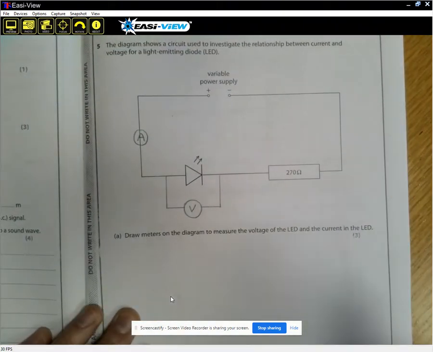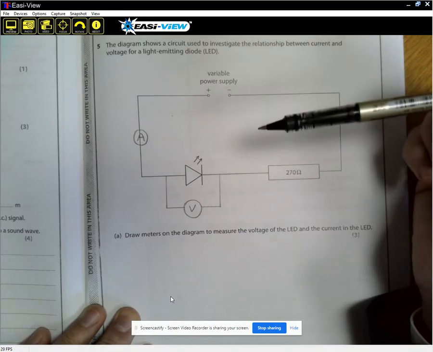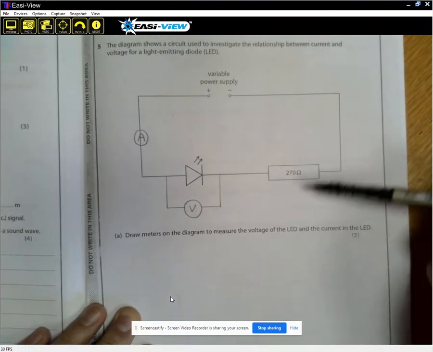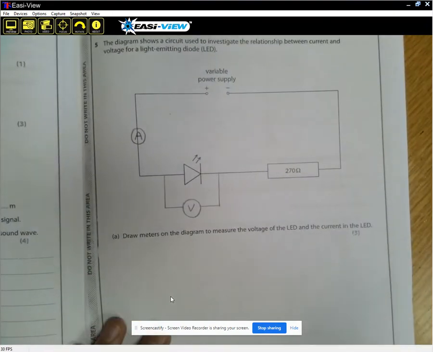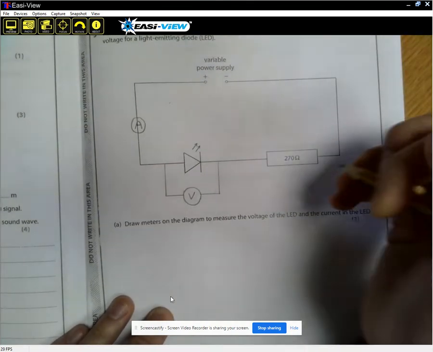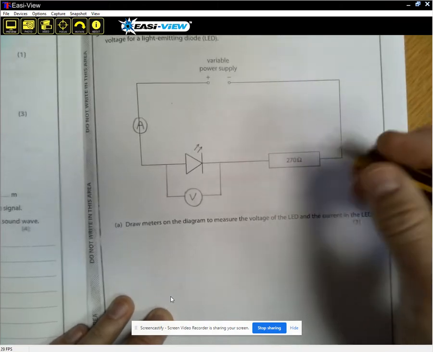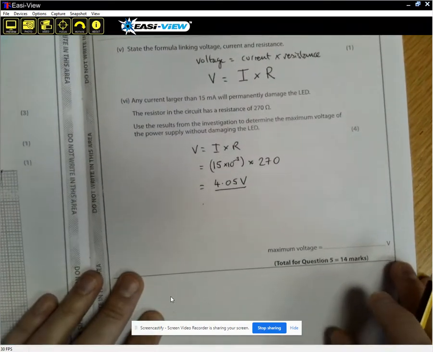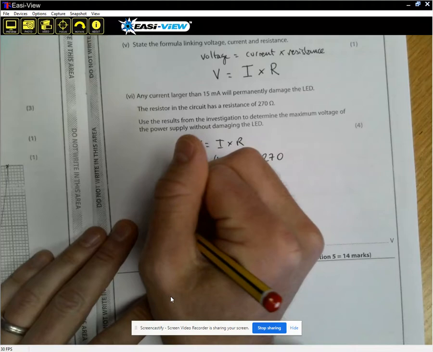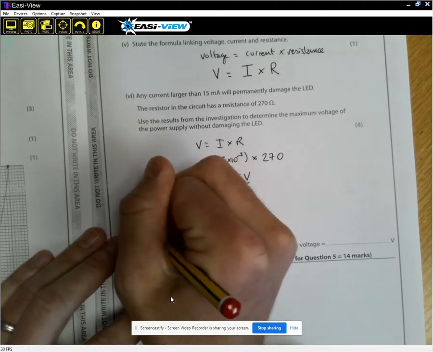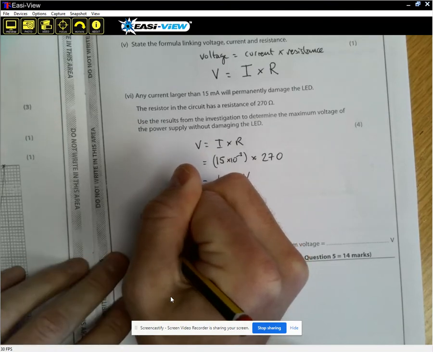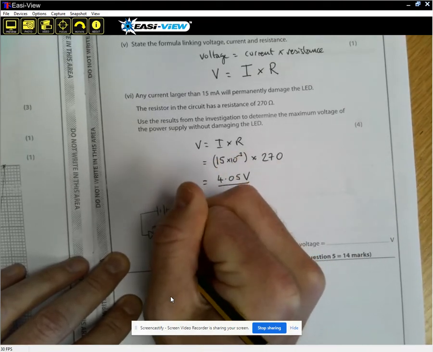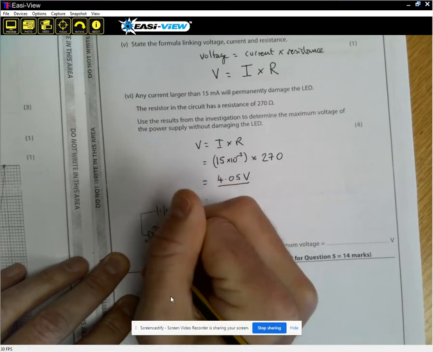So go back to the circuit, with the power supply providing the voltage across the LED and the voltage across the resistor. The voltage across the resistor I have just found is 4.05 volts. And if I just sketch this here, the power supply is providing the voltage across the LED and the resistor. So it's providing 4.05 volts here, and then what is it providing here?